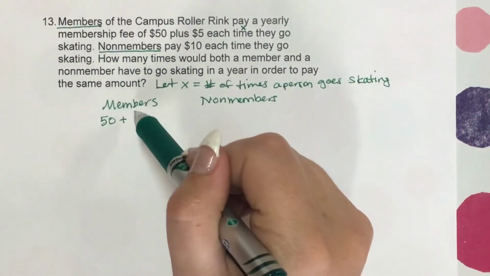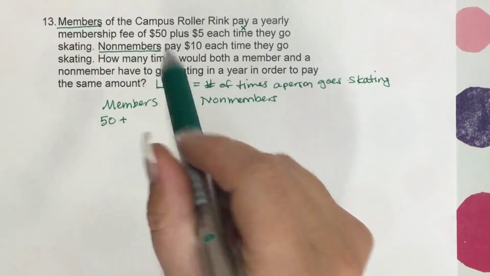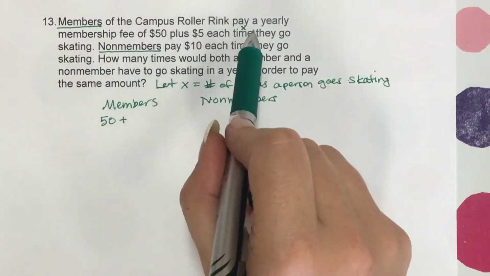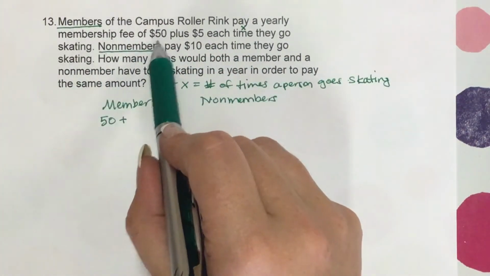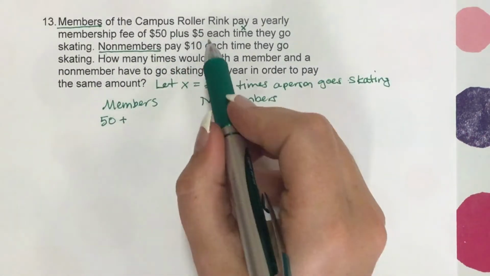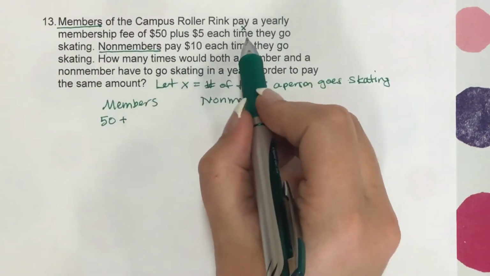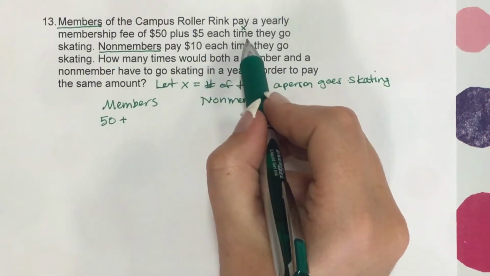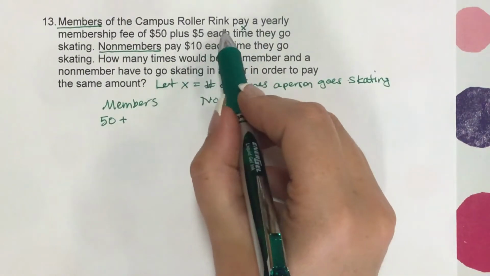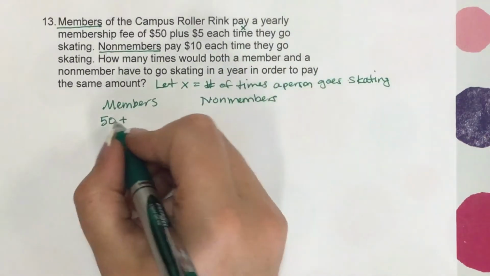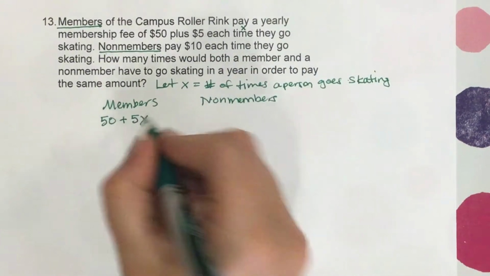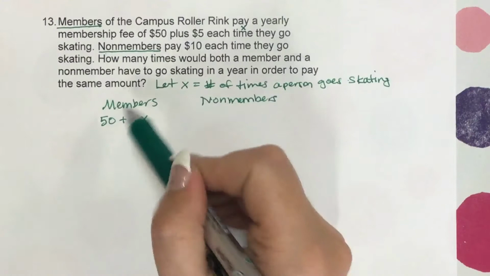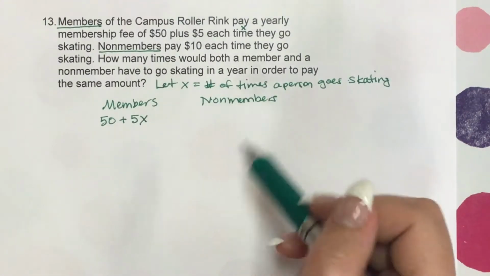So let's try to write an expression for the members. Members pay a yearly membership fee of $50 plus $5 each time. Whenever you see this $5 each time, that's going to be 5 times x. So it's going to be 50 plus 5x. That's how much it costs for members, okay?